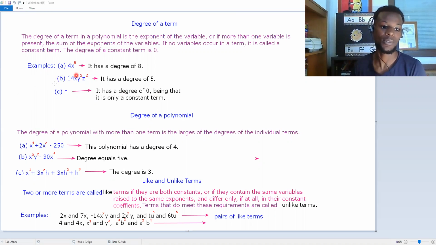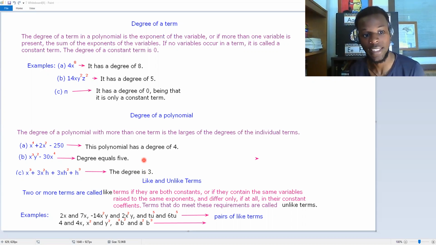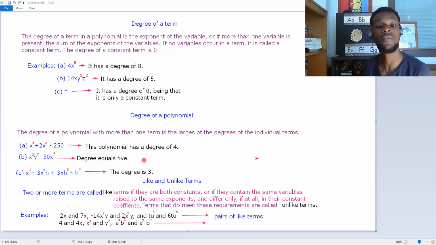Then moving down to example B, we have 14x y squared z squared. Now, because this is one term together, we add the exponents together. So the x, being that there's no number there, we understand that to be a 1. So we have 1 for the x, and 2 for the y, and 2 for the z. So when we add all three of those numbers together, that equals 5. So this term has a degree of 5.